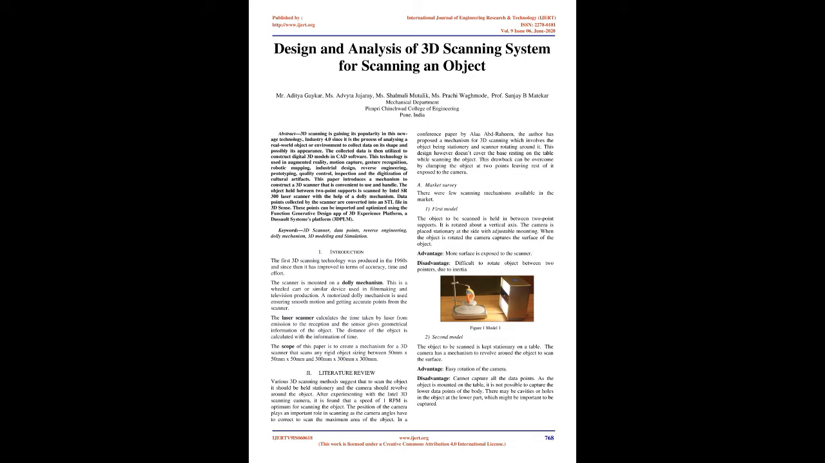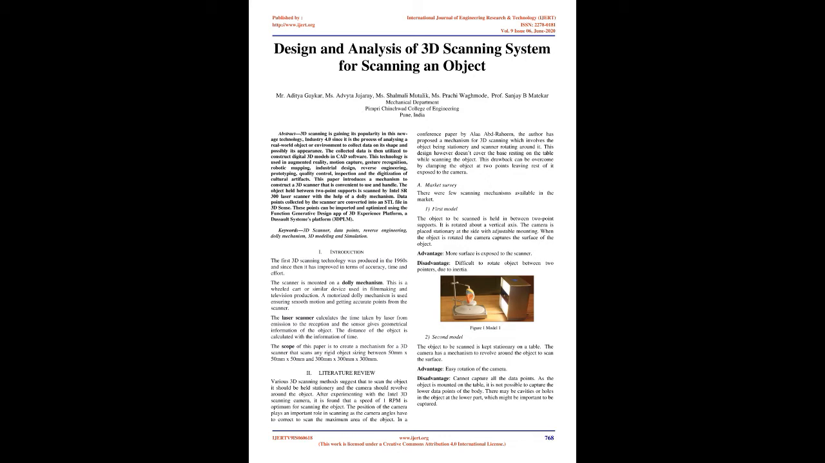The laser scanner calculates the time taken by the laser from emission to reception, and the sensor gives geometrical information of the object. The distance of the object is calculated with the information of time. The scope of this paper is to create a mechanism for a 3D scanner that scans any rigid object sizing between 50 mm x 50 mm x 50 mm and 300 mm x 300 mm x 300 mm.